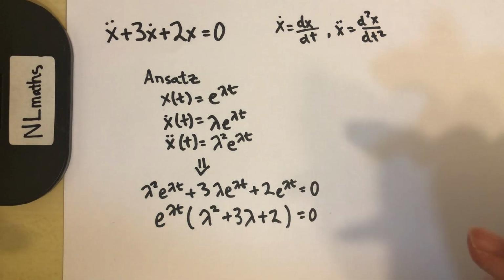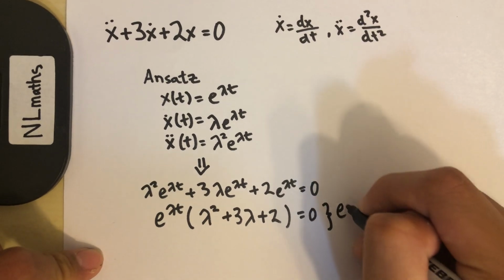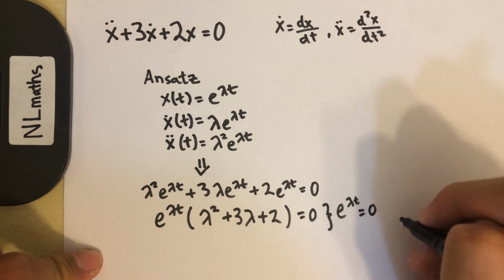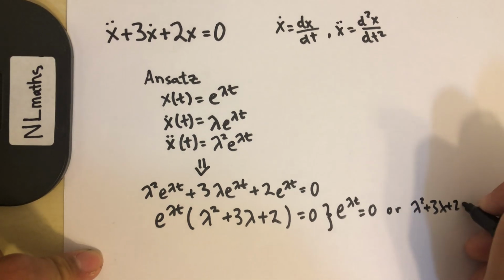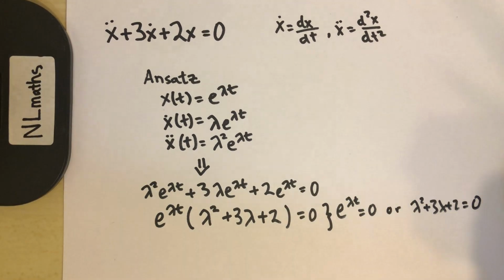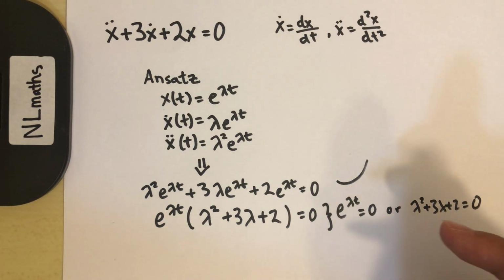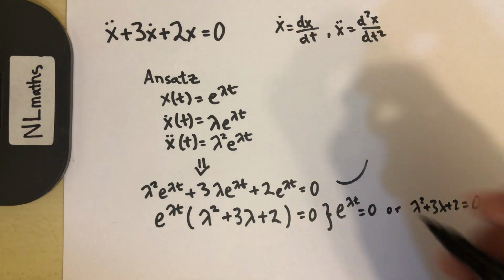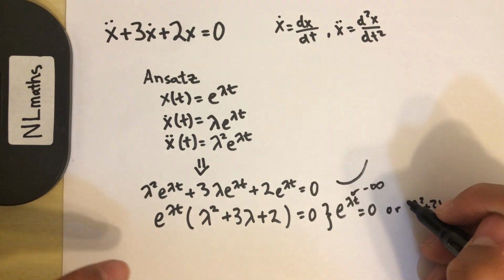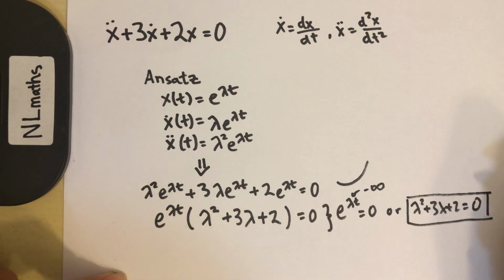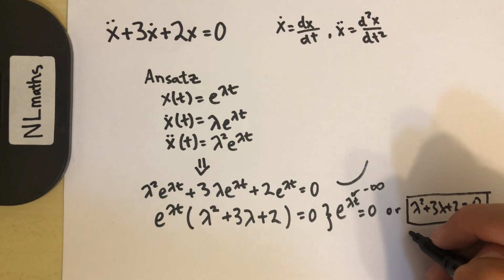Now we have two specific cases for this one. It's either e to the lambda t equals 0, or lambda squared plus 3 lambda plus 2 is equal to 0. And e to the lambda t is an exponentiating function, so the only time it equals 0 is when lambda equals negative infinity. So that's not going to be the answer. So this is the one we need, and this actually has a special name. It's called the characteristic polynomial.